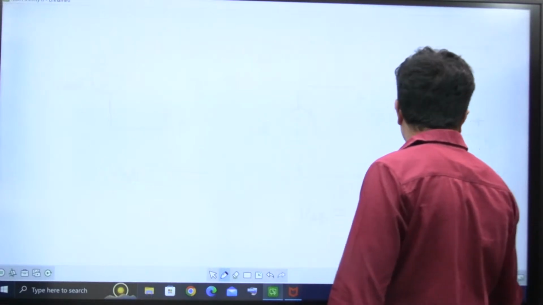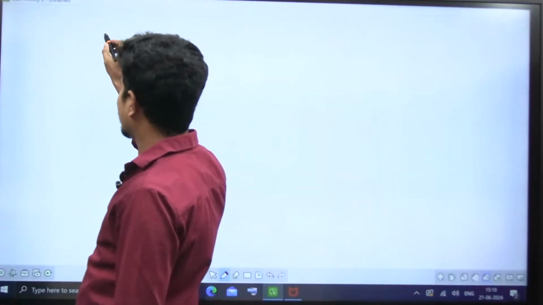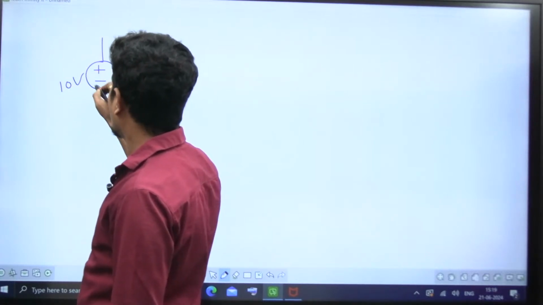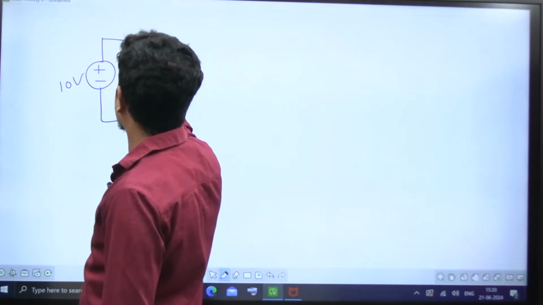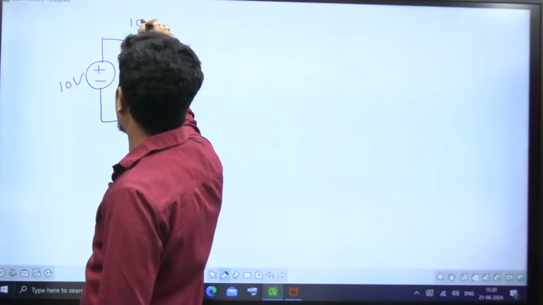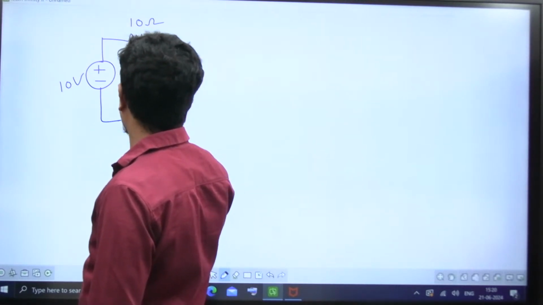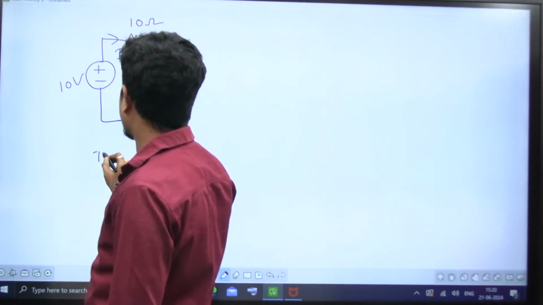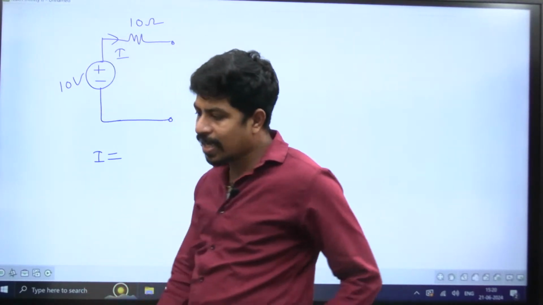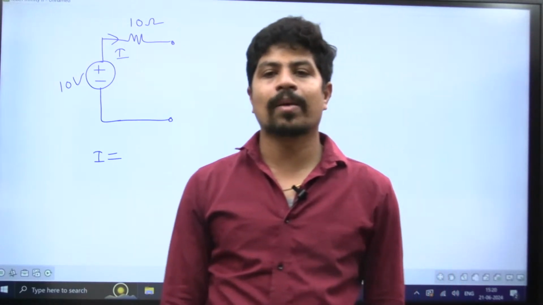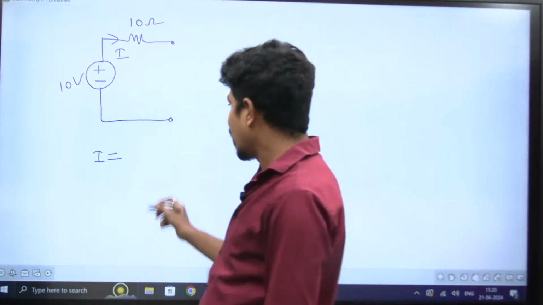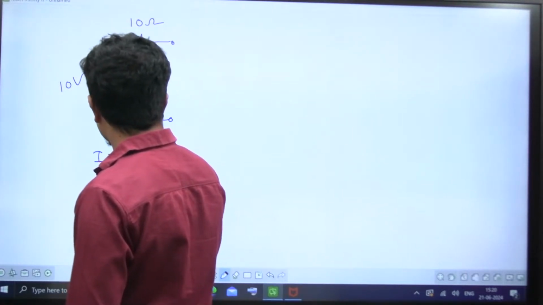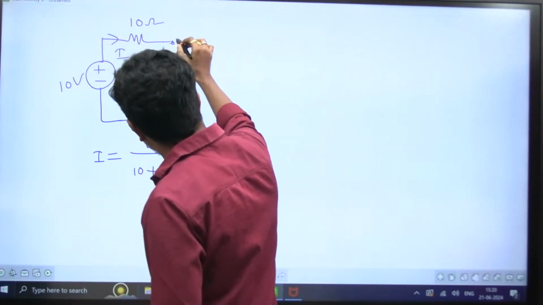Here I'll tell you a few basics. There is a 10 volt source. Here I connected a resistance of 10 ohms. Now I just left it open. Then I'm asking, how much is the current? Here also you can apply Ohm's law. That is I is equal to V by R, 10 by R1, which is 10 ohm plus, and here nothing is connected.